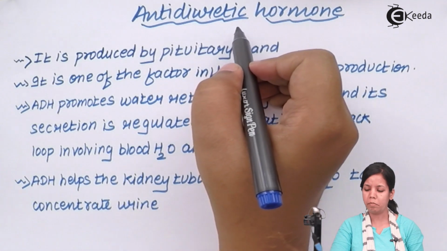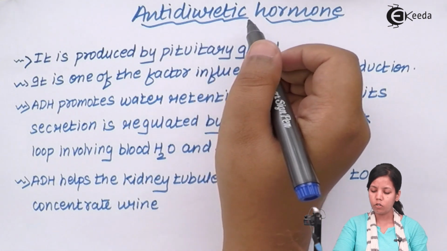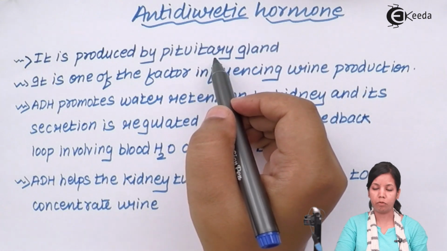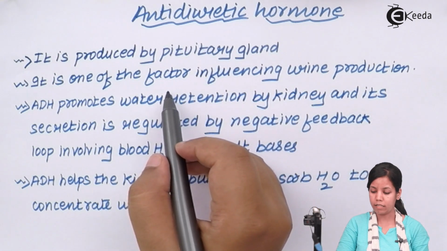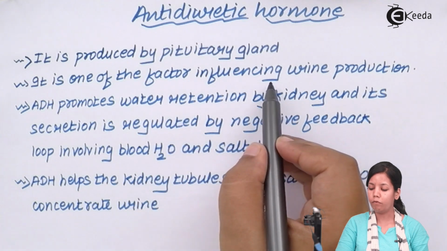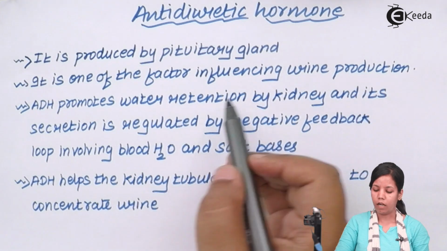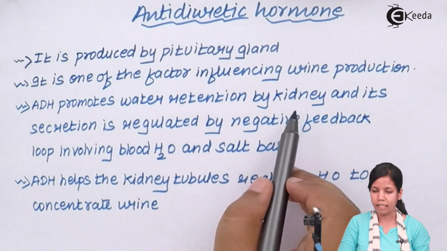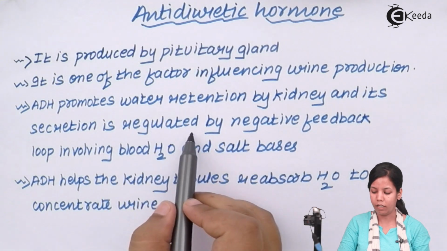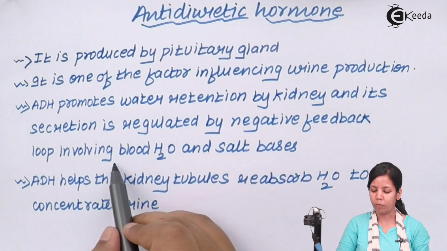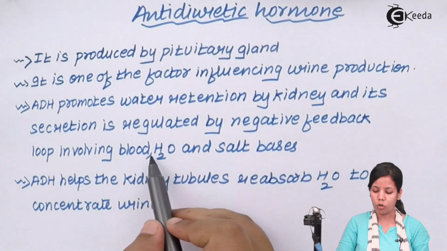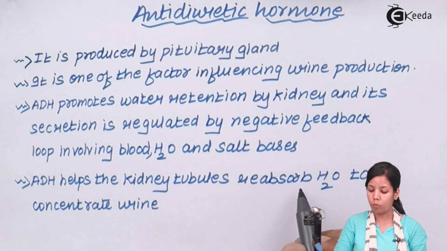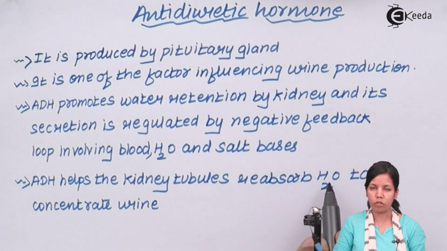Antidiuretic hormone, or simply ADH. Now, ADH is produced by the pituitary gland of the brain, or the hypothalamus. It is one of the hormones that influence urine production. ADH promotes water retention by the kidney, and its secretion is regulated by a feedback loop involving blood water and salt levels. Also, ADH makes sure that the kidney tubules reabsorb water to concentrate the urine in human individuals.